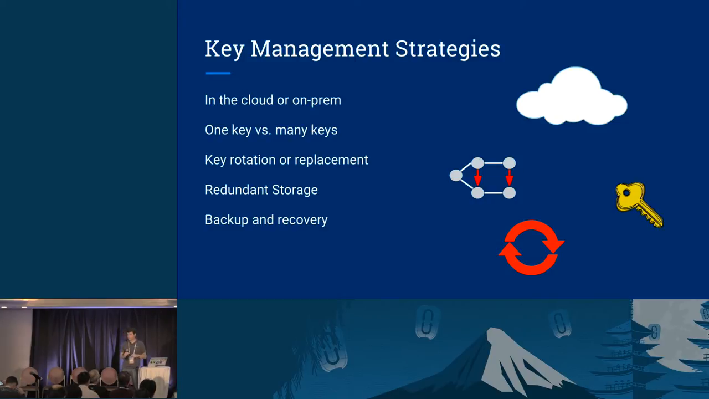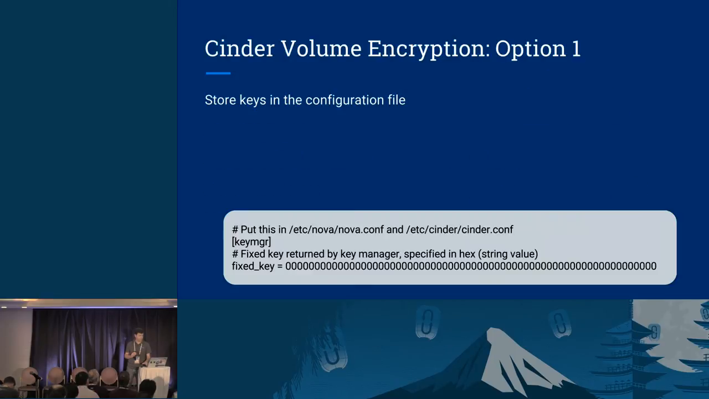You want to build an architecture that has redundant storage, and then you need to figure out, do you need some sort of backup or recovery scenario? Do you want to keep a copy of your key that's entirely offline in a disaster scenario? And again, you can't have all of these, so you need to pick which ones you want and prioritize as you design your system.